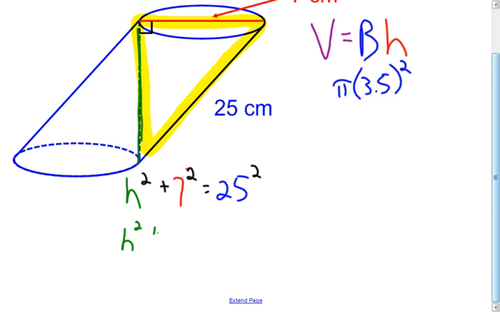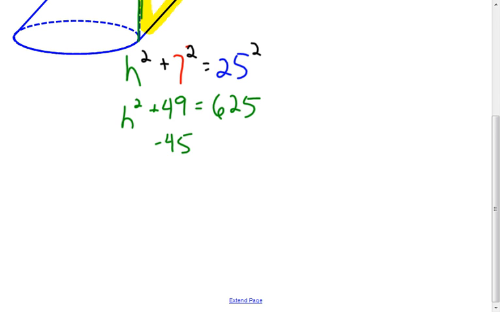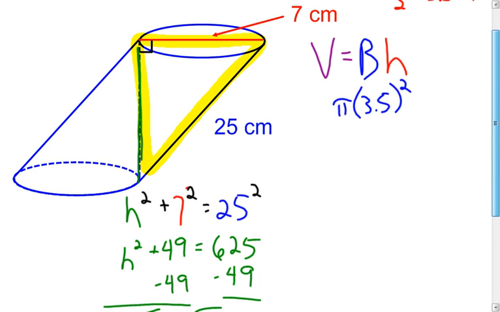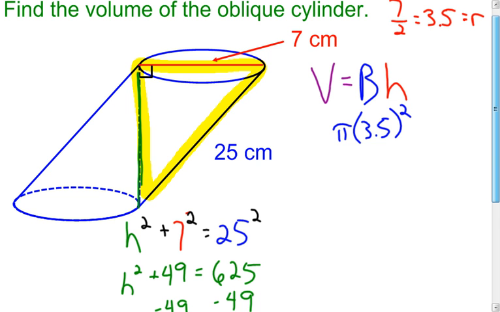So I have h squared plus 49 equal to 625. Subtract the 49 from both sides. I find out that h squared is going to equal 576. If I take the square root of both sides, I find out that my height is 24. So I can come back up here. Now I know the height of my cylinder.